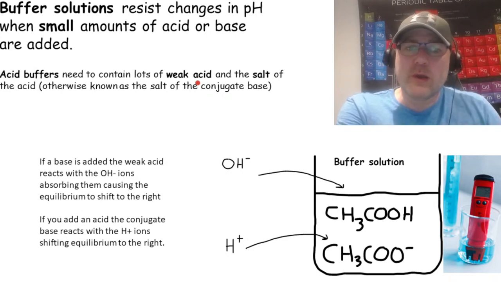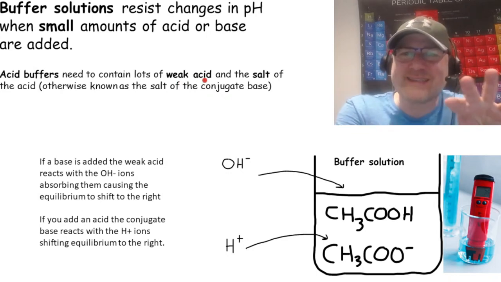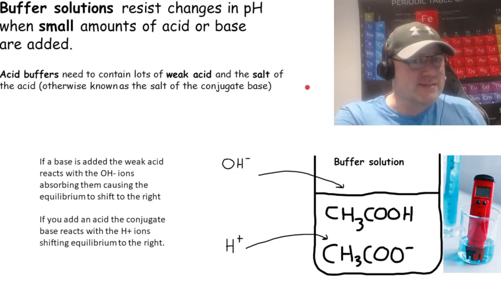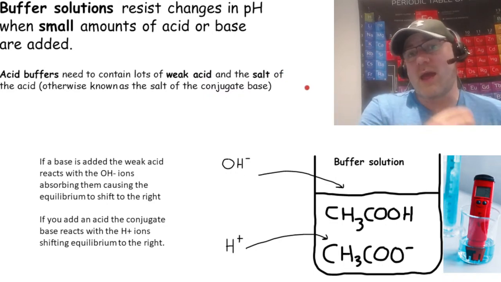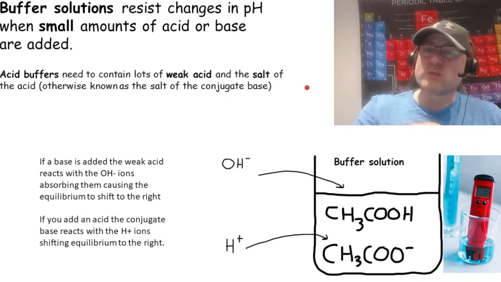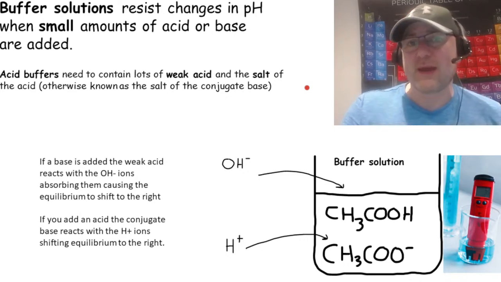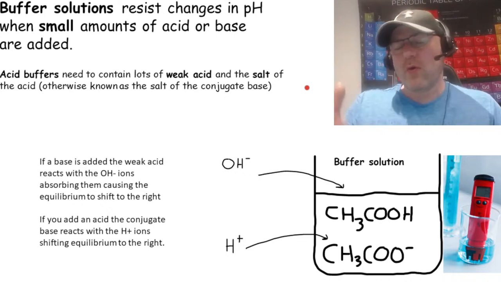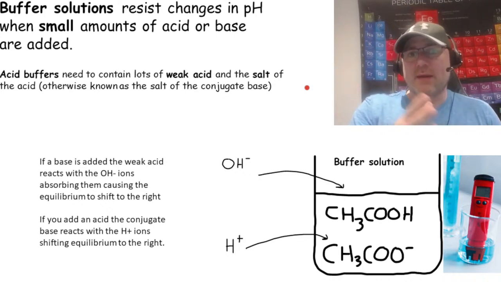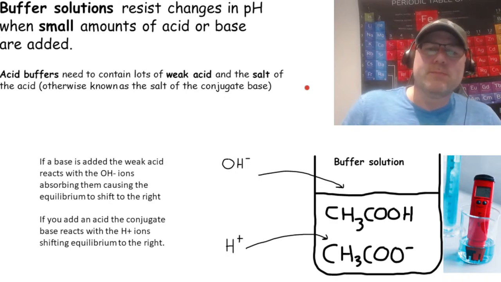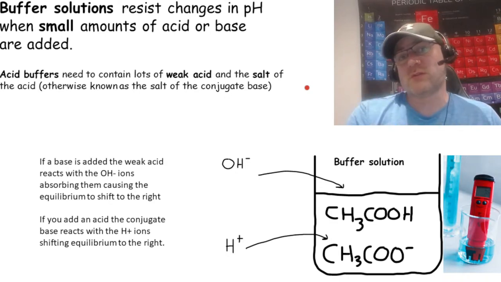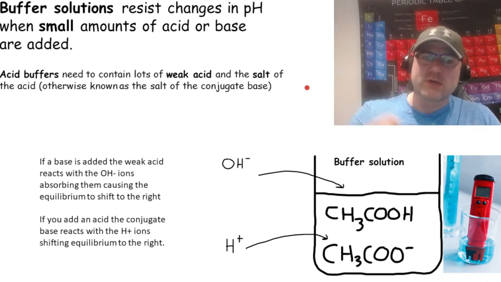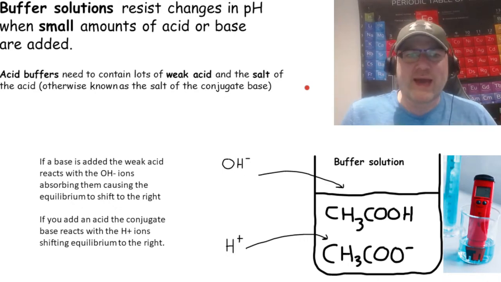So a weak acid is in your buffer solution, but you also need the salt of the weak acid. You could have ethanoic acid, and then the salt of ethanoic acid is sodium ethanoate, the sodium salt of ethanoic acid. You could have magnesium ethanoate or a different metal ion connected to the ethanoate ion. But in this situation, I'm going to be talking about ethanoic acid as my weak acid and sodium ethanoate as my salt of the weak acid.